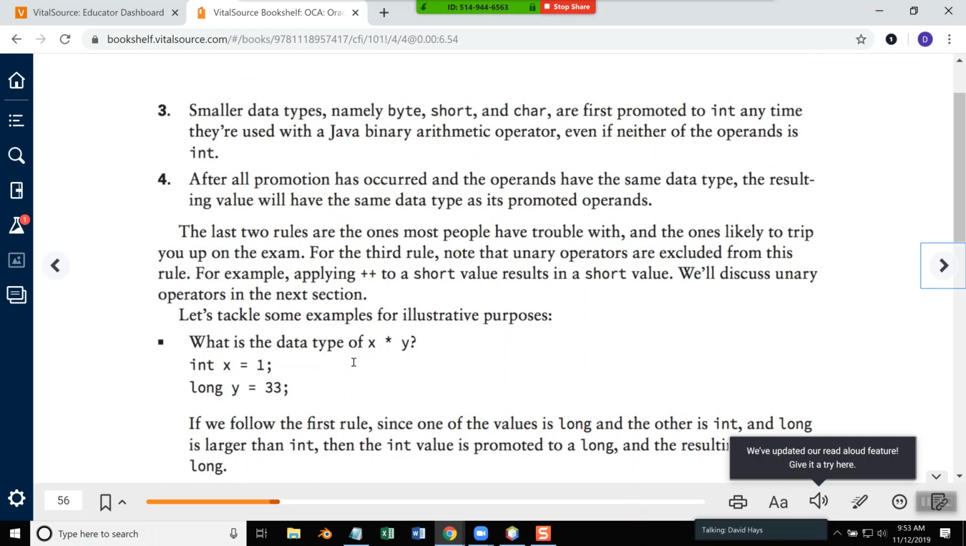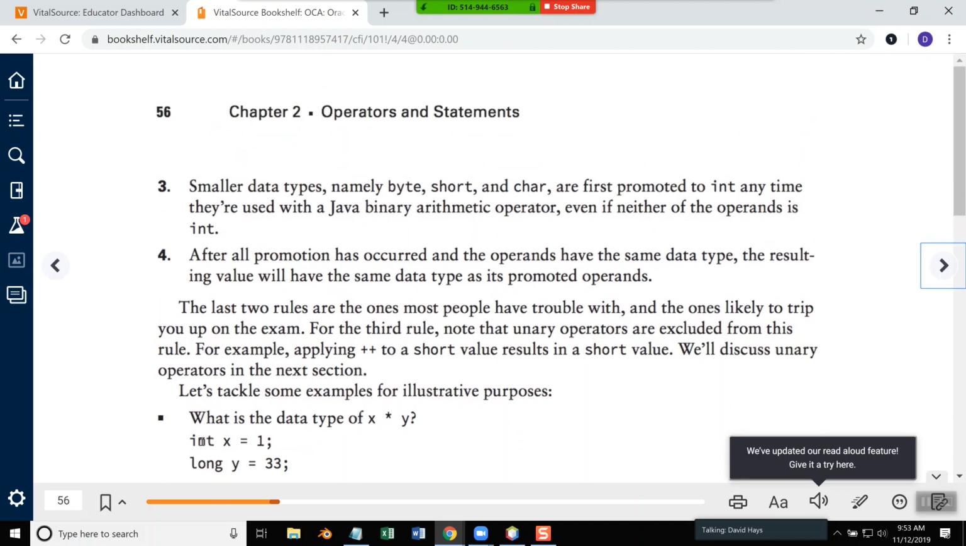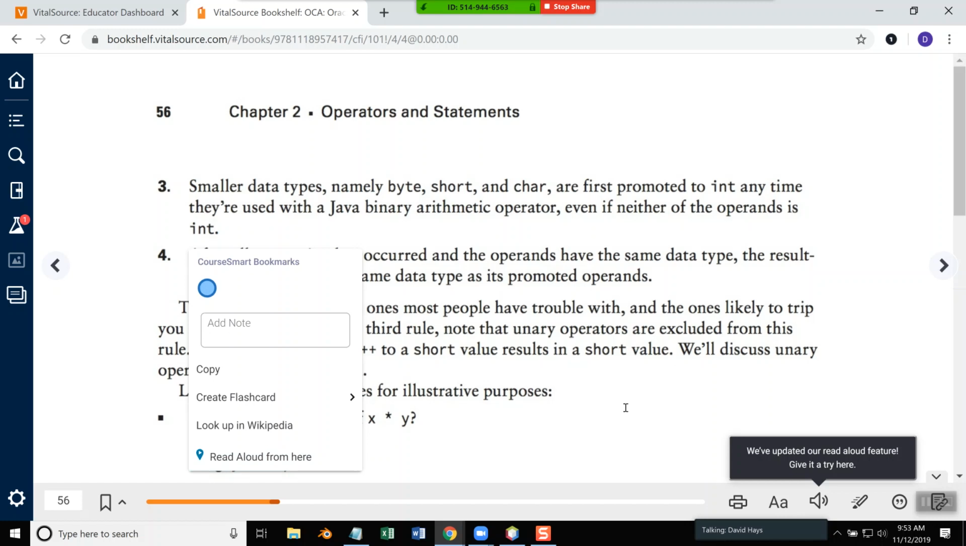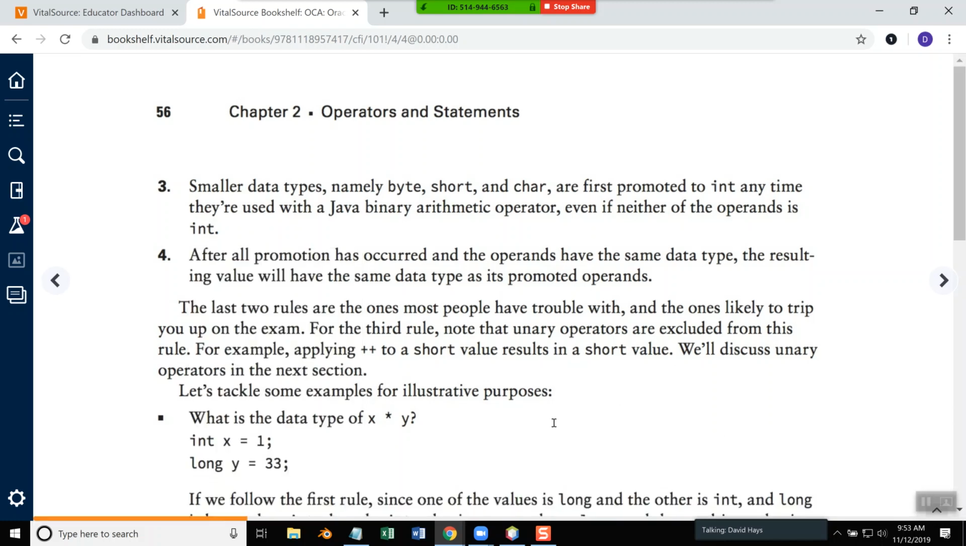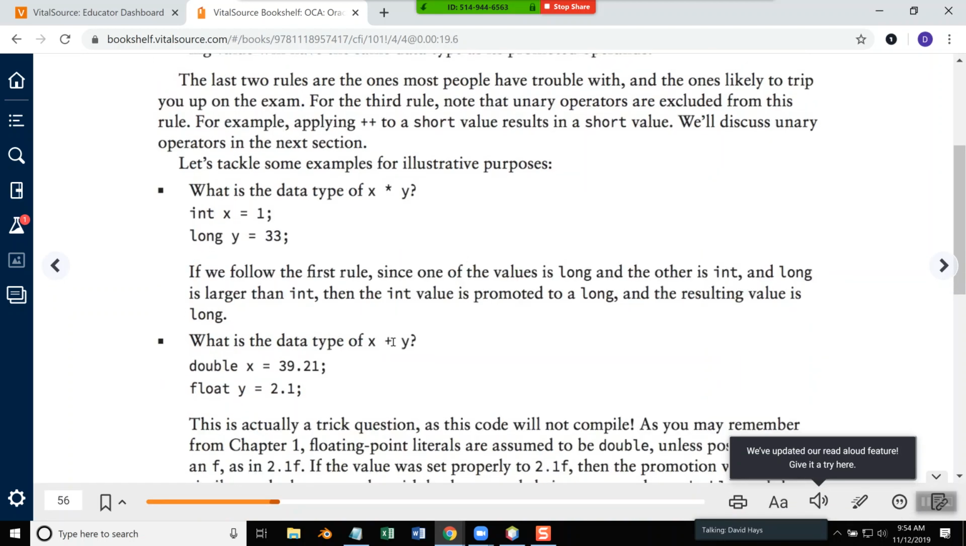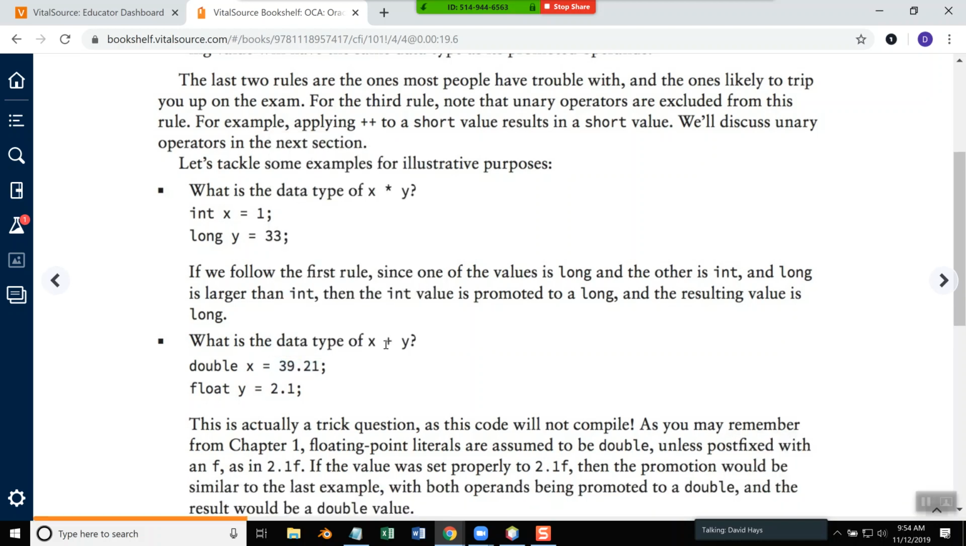What is the data type of x times y? Well, x is an integer, y is a long, and long has more precision to it. Bigger numbers can go into it. So x times y would be long. X plus y. Let's see. This is a double. Float is 2.1. I think double has more precision, allows a bigger number. So x plus y here would be a double.